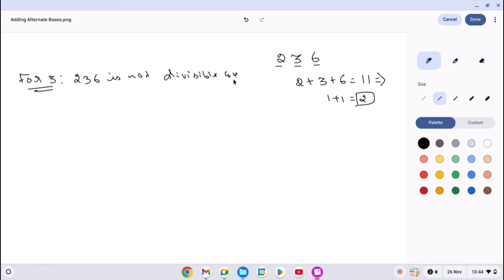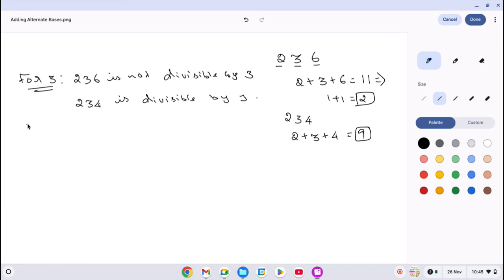Okay, let me give an example that is divisible by 3. 234. Let me take this number. Now find the sum of the digits. What is the sum of the digits here? 2 plus 3 plus 4. So 2 plus 3 is 5, 5 plus 4 is 9. Here see, 9 is in the 3 table. So we can say that 234 is divisible by 3.